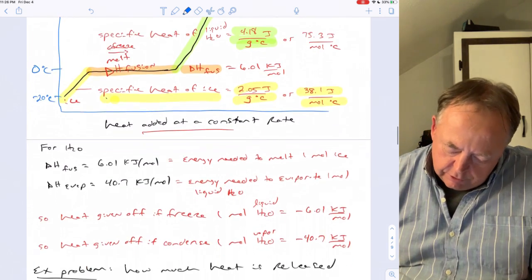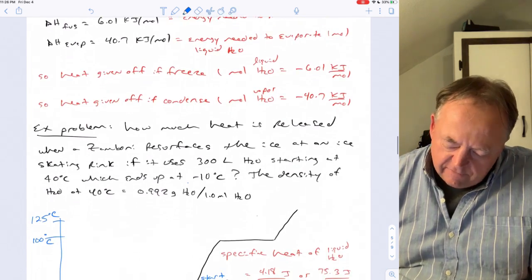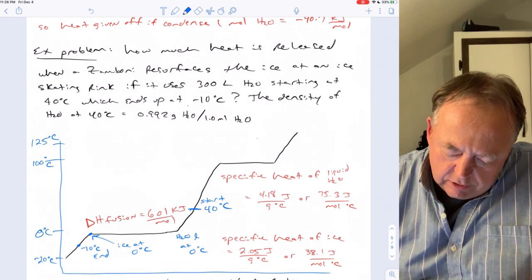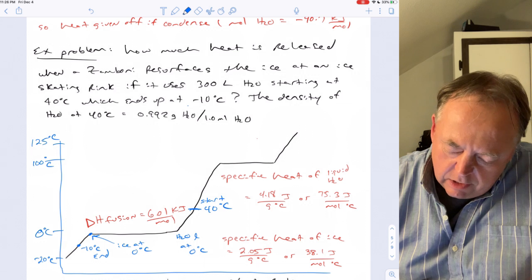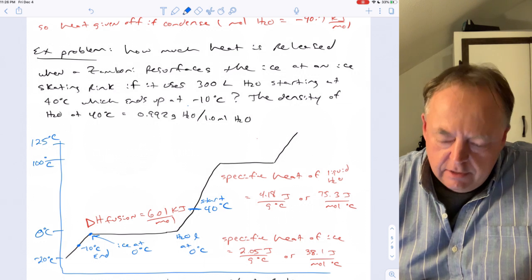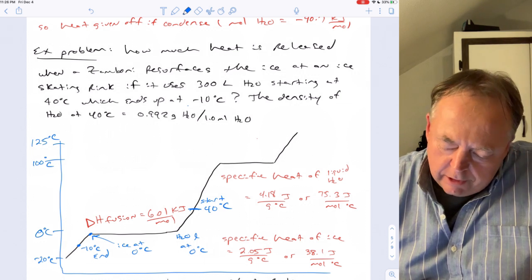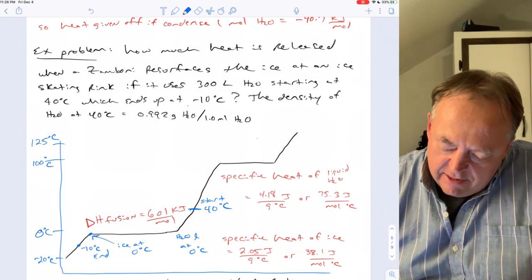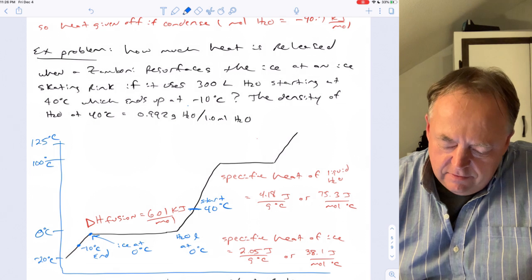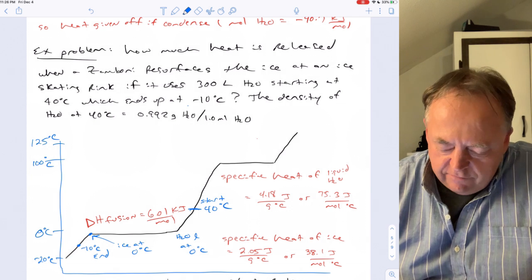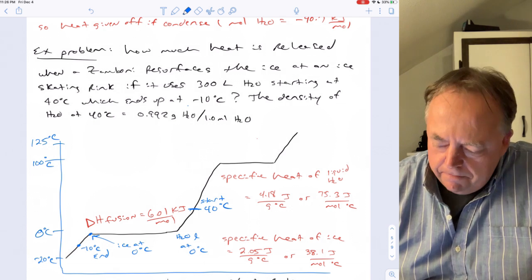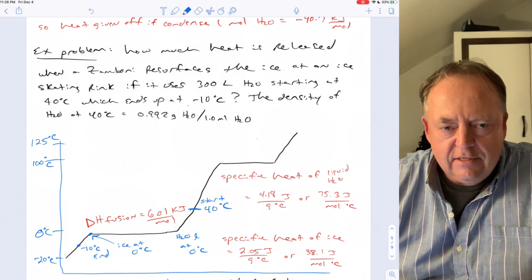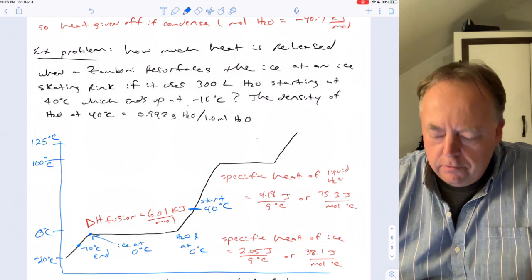Okay, so let's use this for an example. So let's do some calculations with this. How much heat is released when a Zamboni resurfaces the ice at an ice skating rink? If you've ever been to an ice skating rink or a hockey game, every now and then they make all of the skaters get off the ice, right? And then this Zamboni comes out and resurfaces the ice, basically makes it smooth again. So how does it do that? It puts down water, and then that water freezes, and then it scrapes the surface to make it smooth.